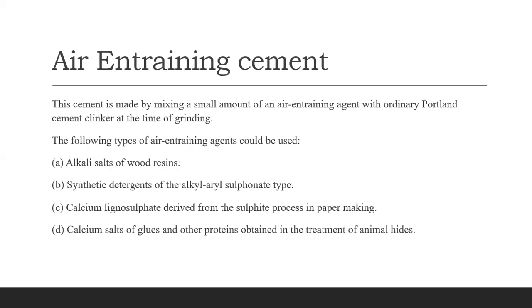The next type of cement is air entraining cement. Here, the traditional ordinary Portland cement will be there, in addition to which an additive will be added. For example, air entraining agents such as alkali salts, synthetic detergents, and calcium lignosulfates will be added during the manufacturing process of cement. That's it.